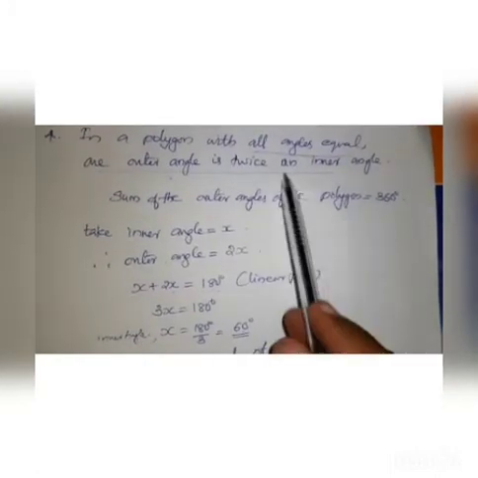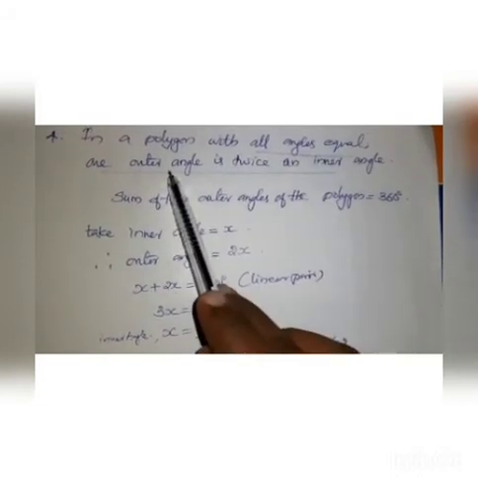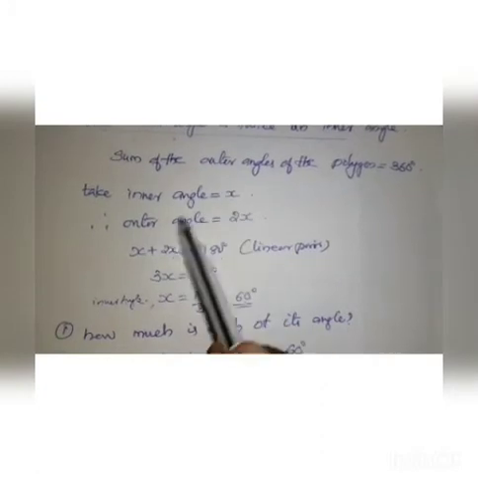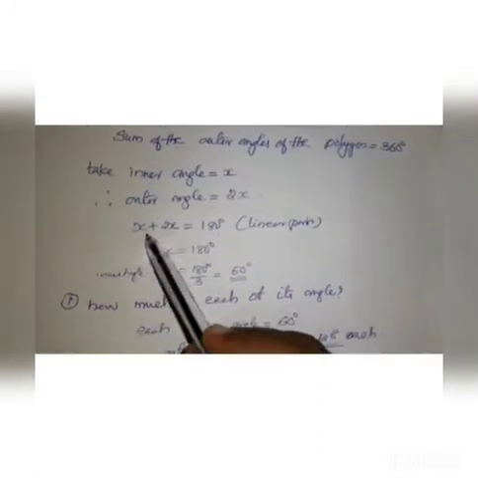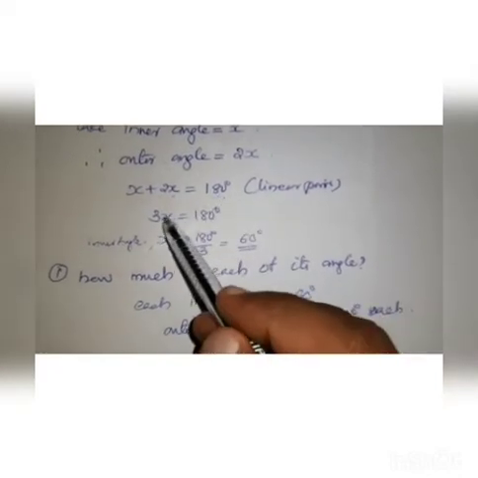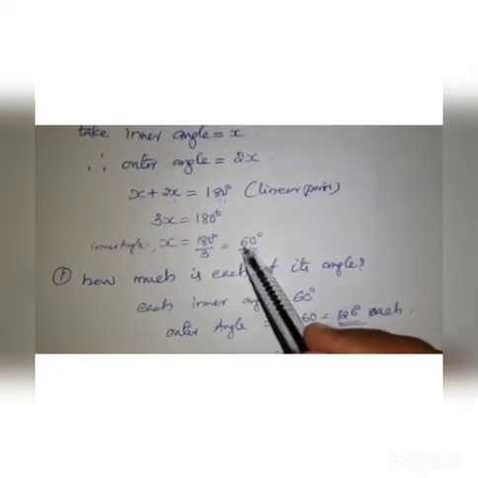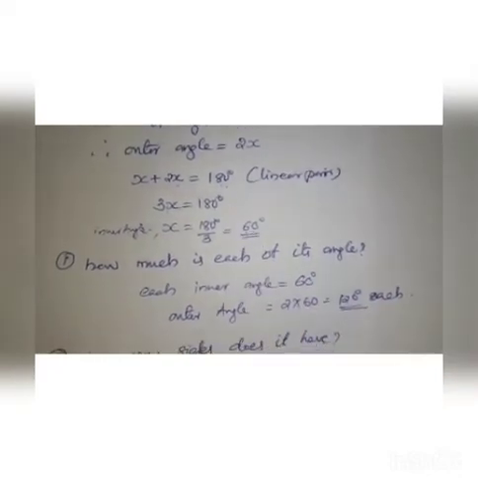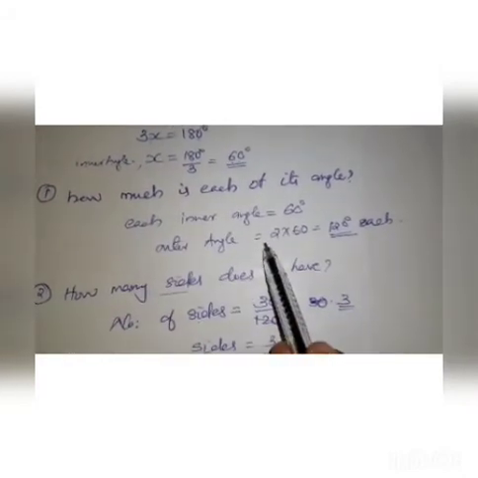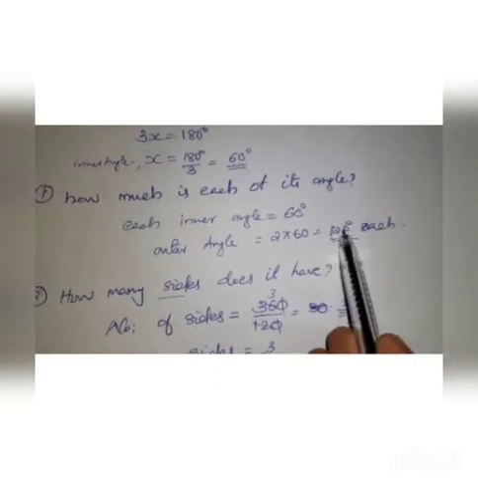See again. All angles are equal and one outer angle is twice the inner angle. So take inner angle as x, outer angle is 2x. Inner angle plus outer angle is a linear pair, so it is 180. From this you got inner angle as 60. So if inner angle is 60, what about outer angle? Twice the inner angle, 120.